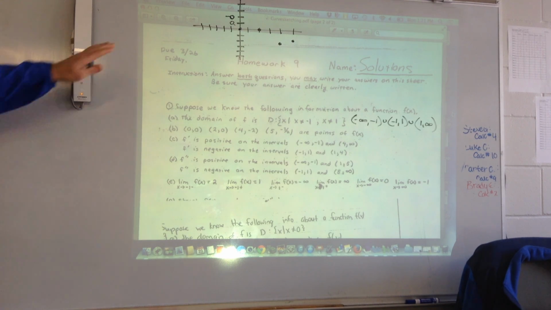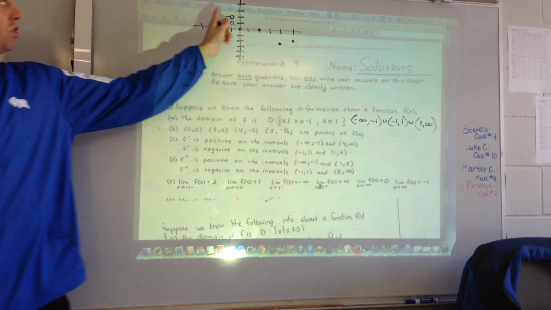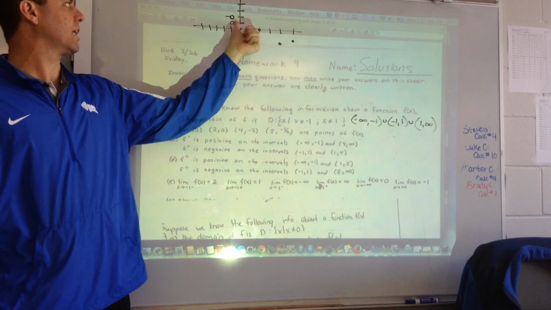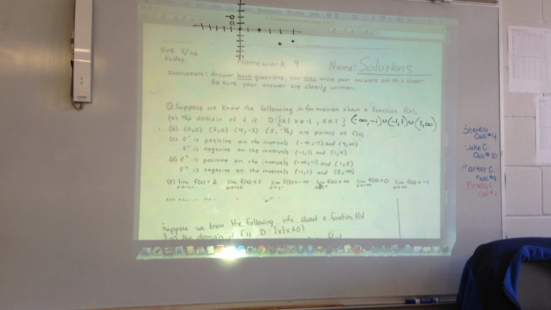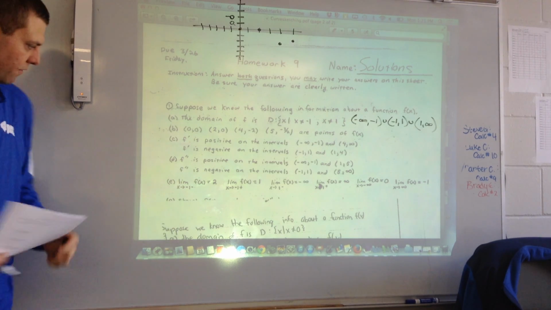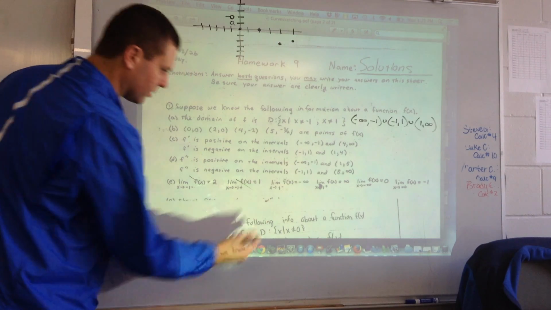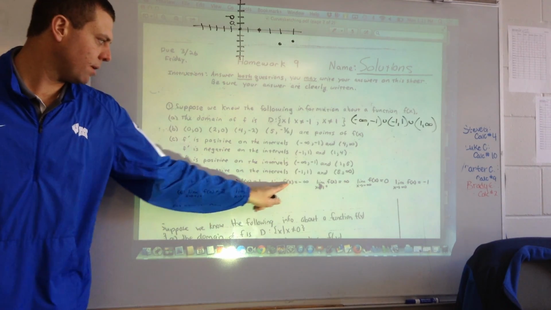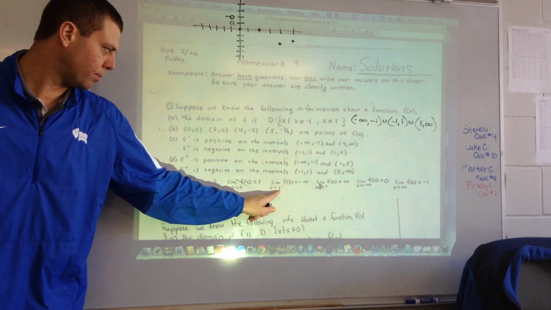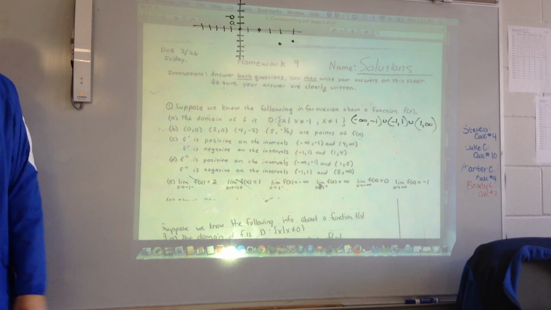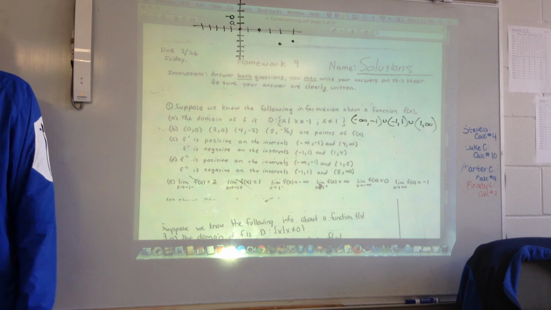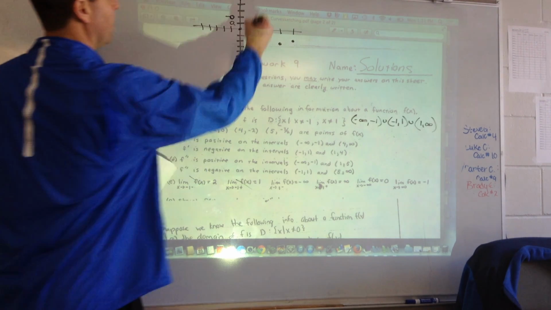I'm just drawing just enough to know that I've got to get really close to that value as I get really close to -1 coming from the right. So I've taken care of this one, I've taken care of this one. The limit of the function as x approaches +1 from the left is -infinity. Probably going to have an asymptote at 1 then, right?